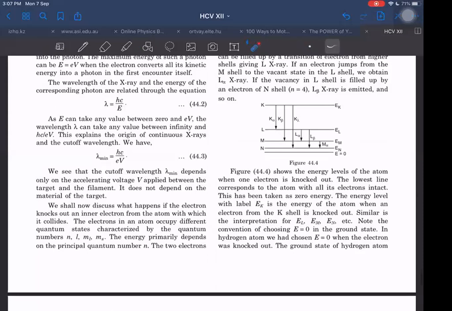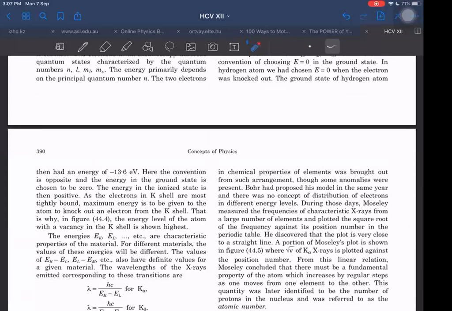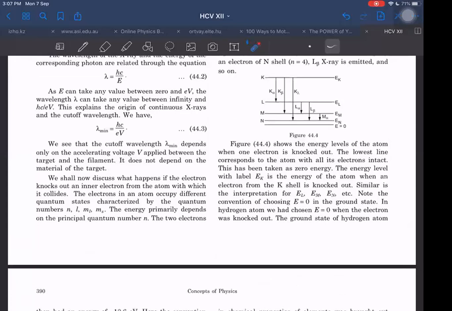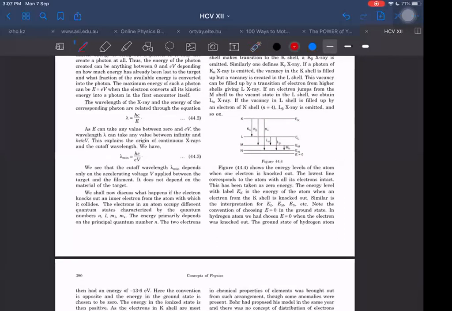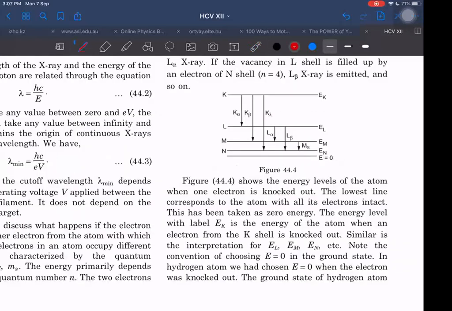I have discussed all this. Now you can just read it here and understand it better. These are the K shell, L shell, M shell, N shell. HCV uses a different convention. We normally find in books K, L, M, N. Energy of K is less, L has more energy, M has more energy, and N has more energy. But HCV uses the opposite convention. The energy rises from K to L, M to N. The diagram is different, but it is the same thing.